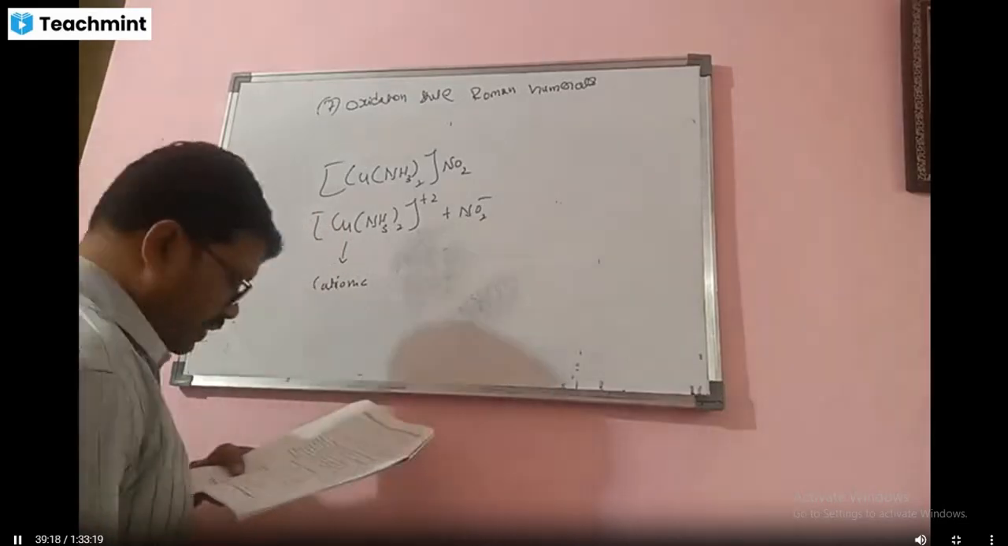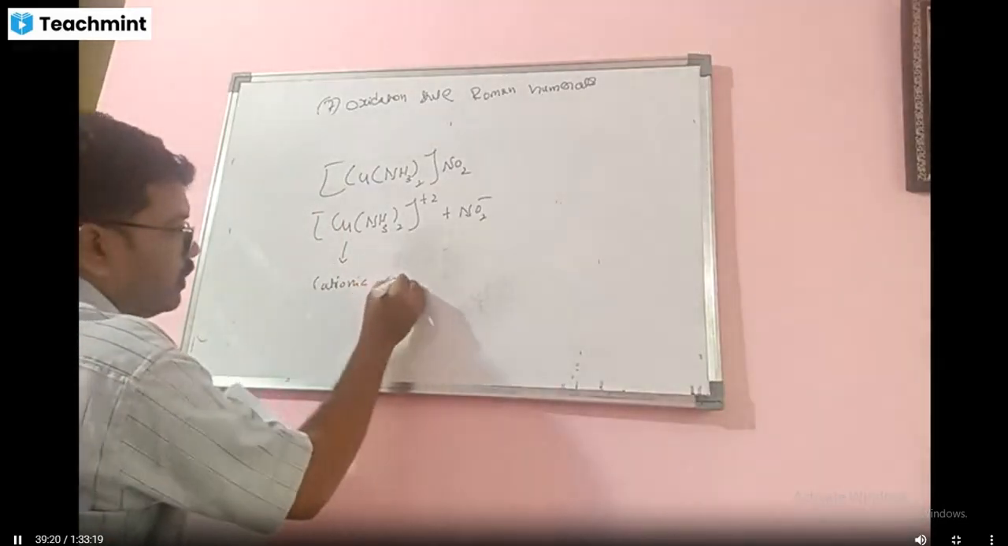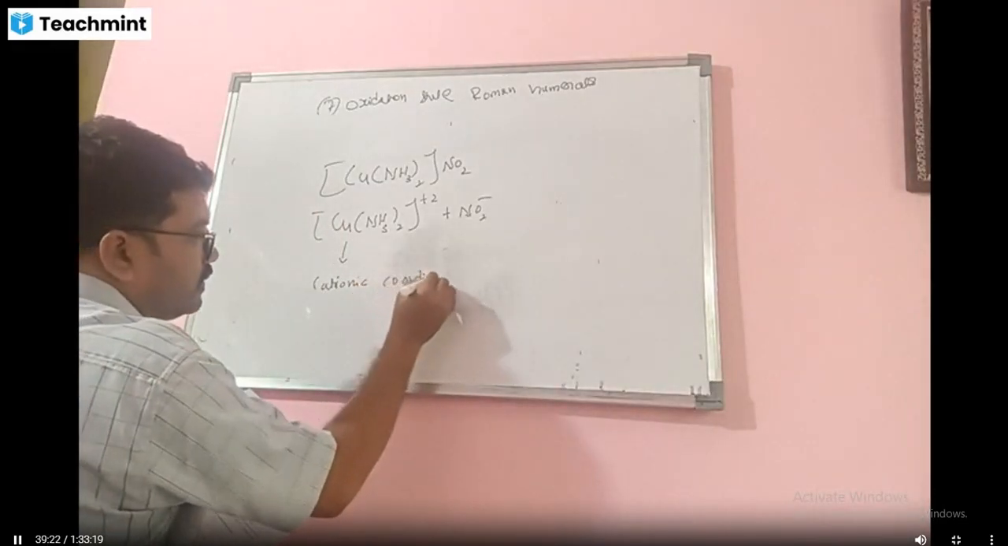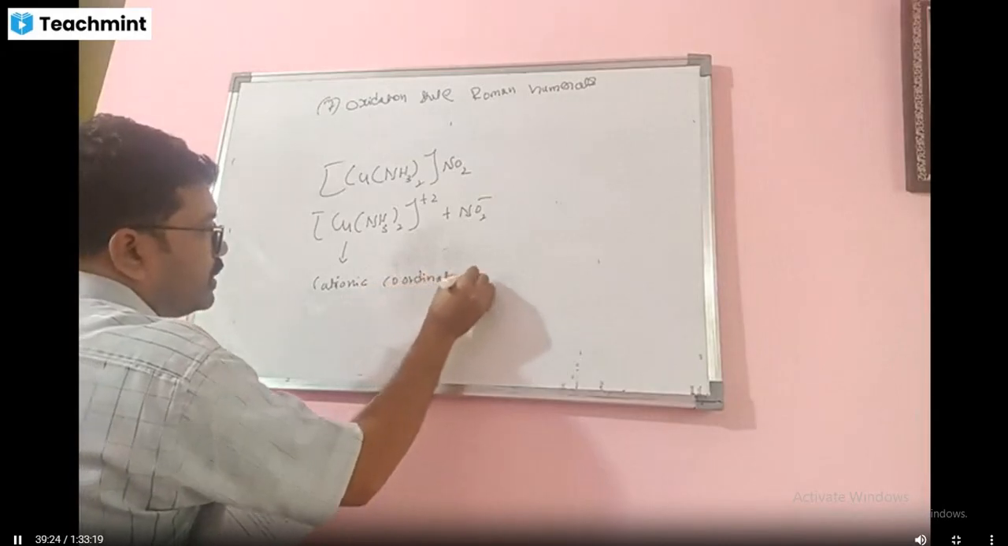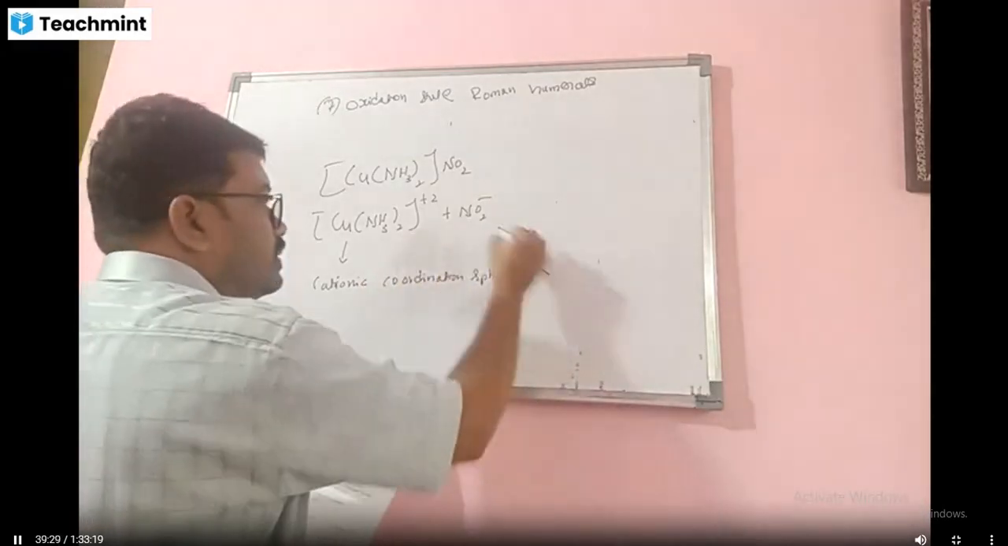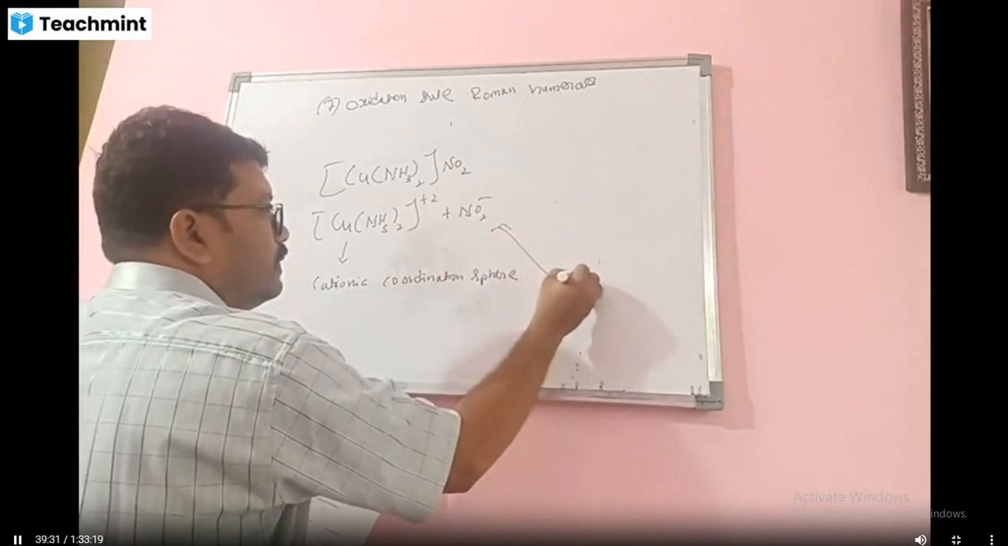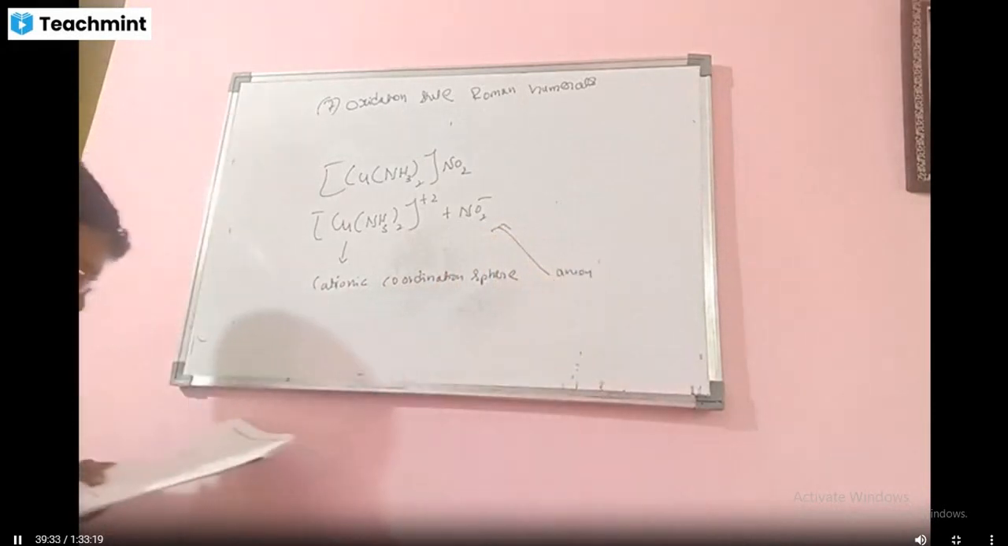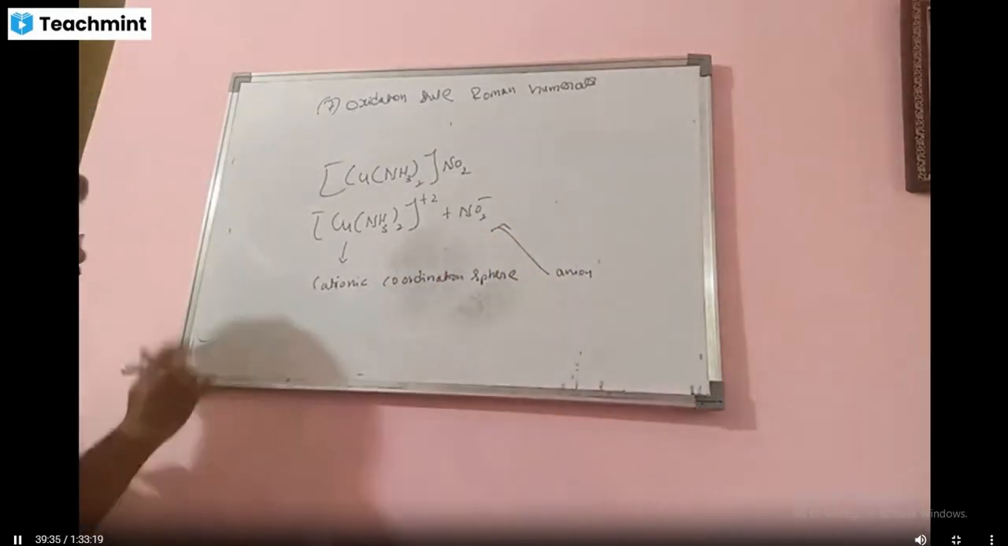Cationic coordination sphere. This is the anion. Cationic coordination sphere. So already I told you.